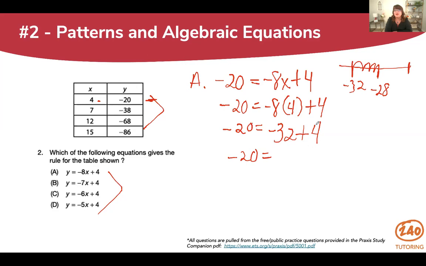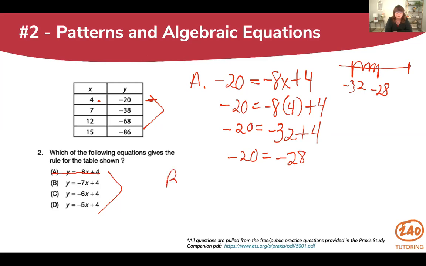So you can keep that negative sign and you'd actually subtract. So 32 minus 4 would be 28. But if you can't remember that math, just work with a number line, okay? So negative 20 does not equal negative 28. So this cannot be the answer. Now we can continue this process for each one, okay?